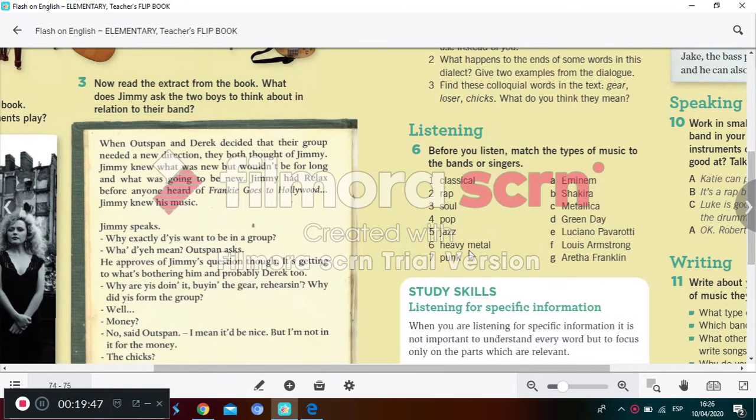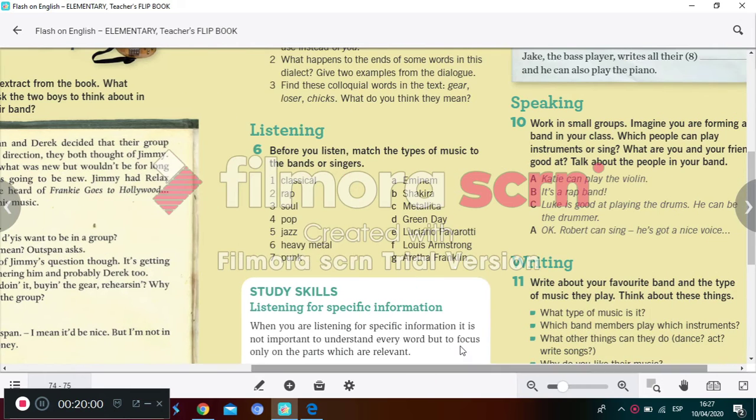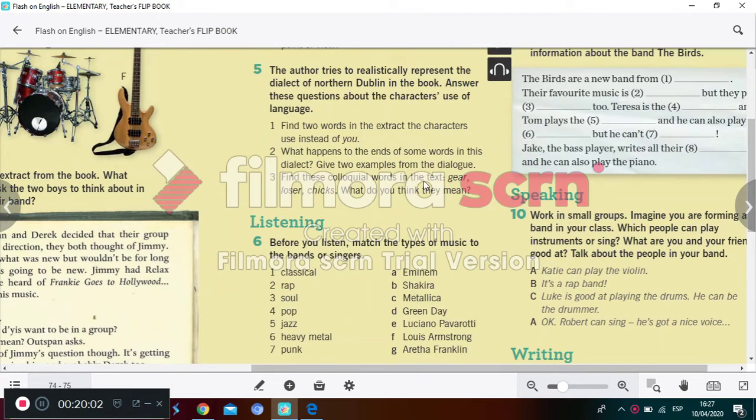For example, digis, you need to circle, okay? What DJ? No, you need to circle, okay? So, in activity number 2, you need to circle the words that represent the Northern Dublin dialect, okay? Easy.